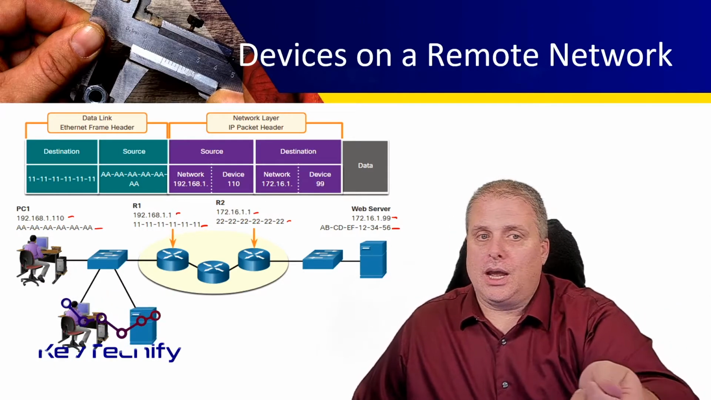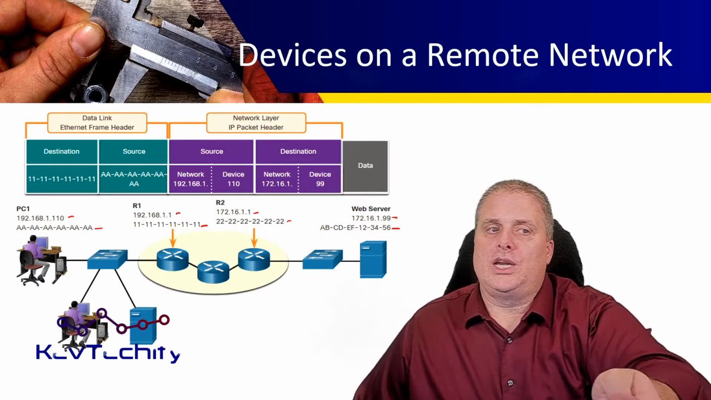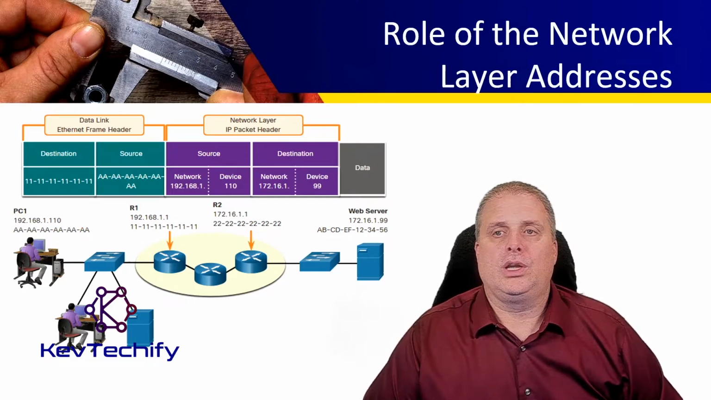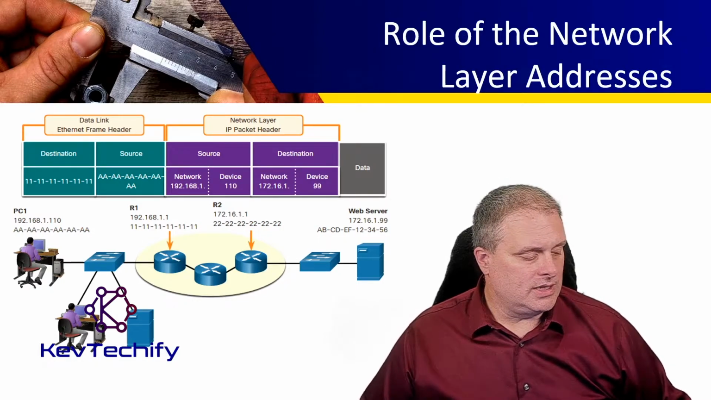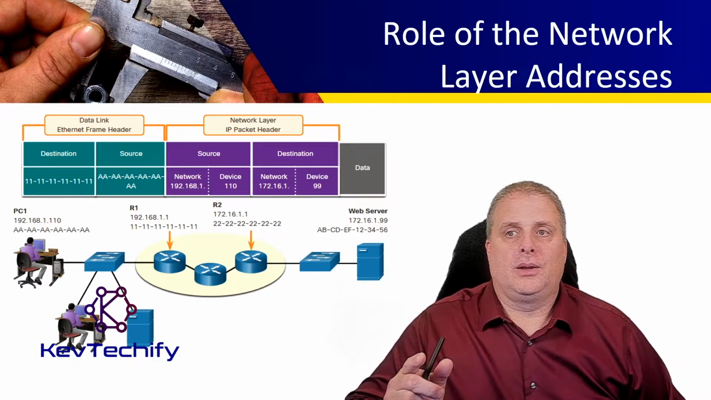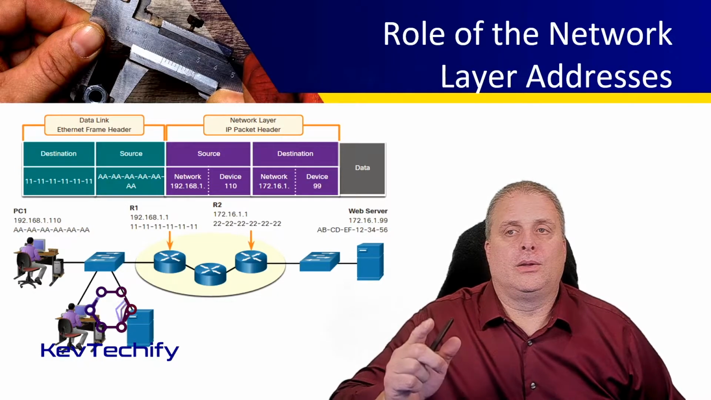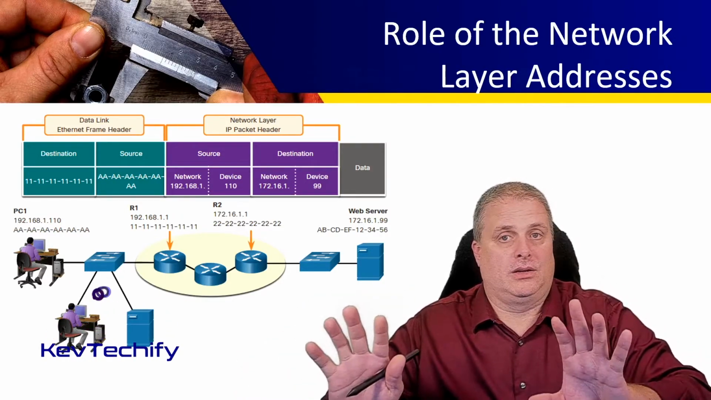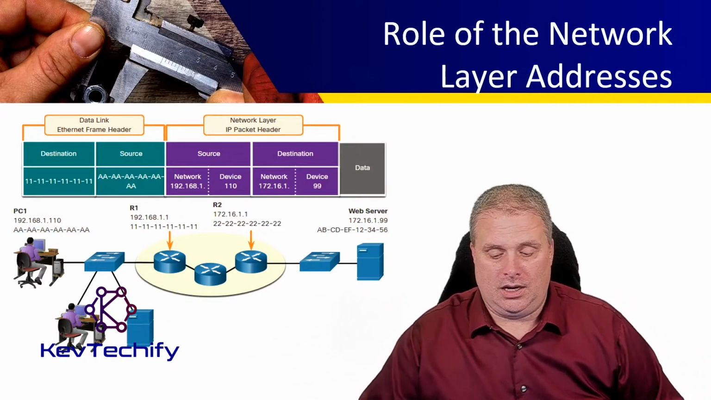Do we change the network IP address? No, we change the data link layer because it goes on to the next one. And that's what we're looking at here. So the role of the network address is to ensure delivery from the beginning to the end. That's what we're looking at here.